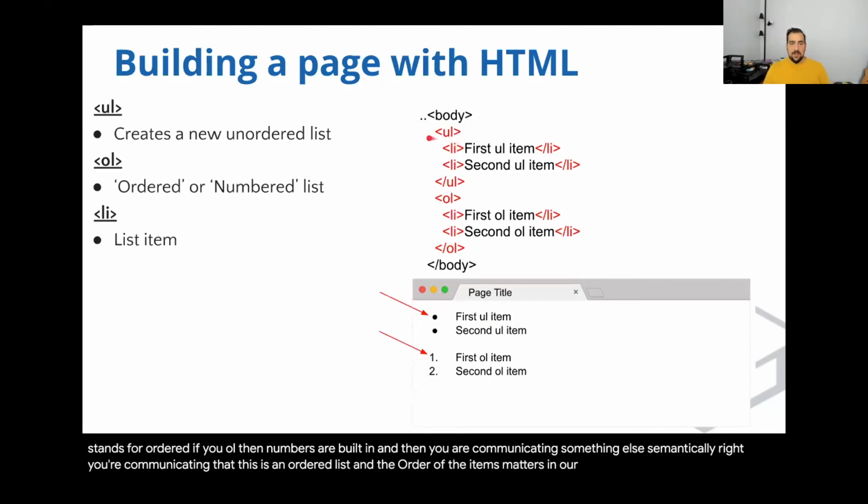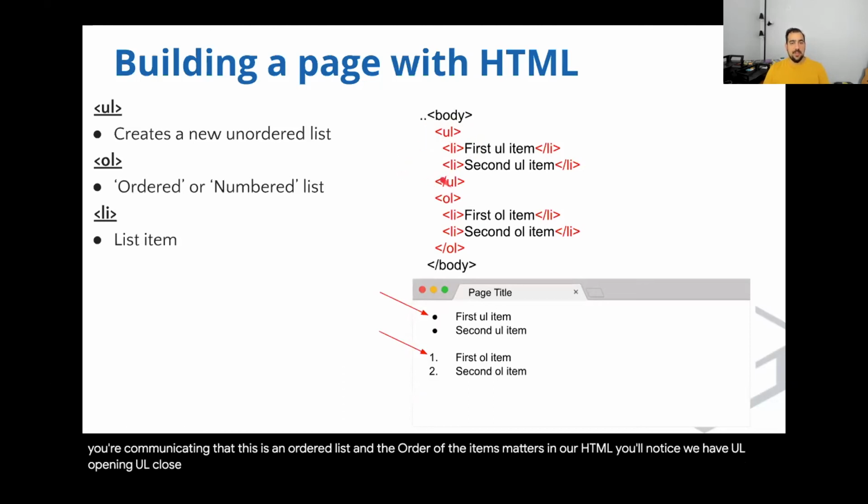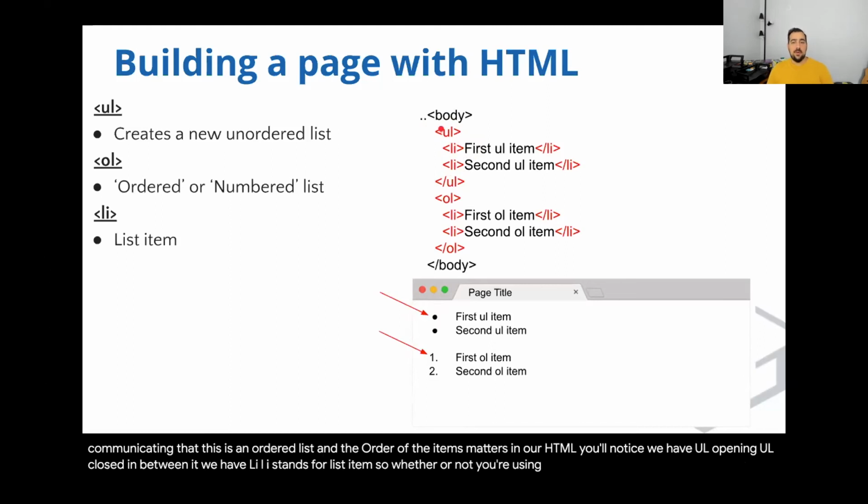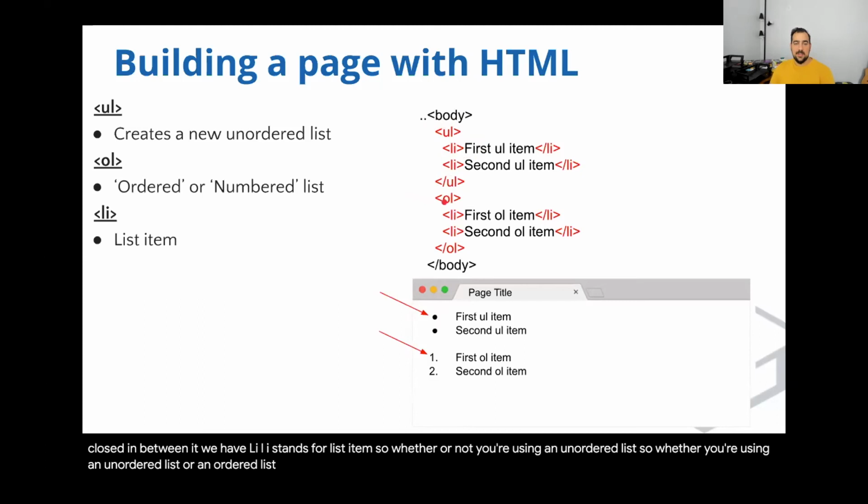In our HTML, you'll notice we have UL opening, UL close. In between it, we have LI. LI stands for list item. So whether you're using an unordered list or an ordered list, in either case, you would be placing list items inside. So it's pretty easy to switch between an ordered list and an unordered list.